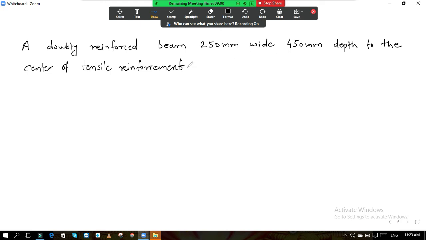So while reading the problem now, you should understand these things. What is given, what is given. Ask yourself always the question, what is given and what does it mean? Okay, while reading the problem. So 450 mm depth to the center of tensile reinforcement.